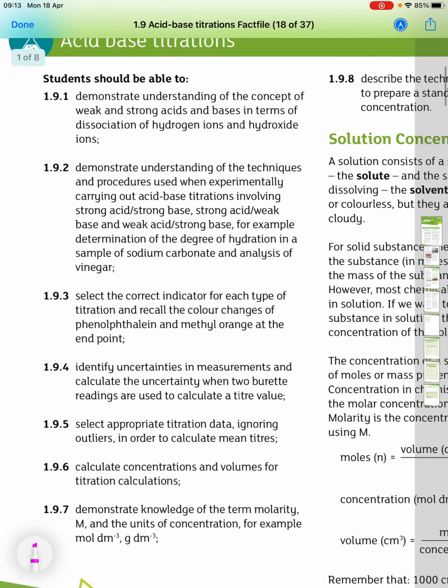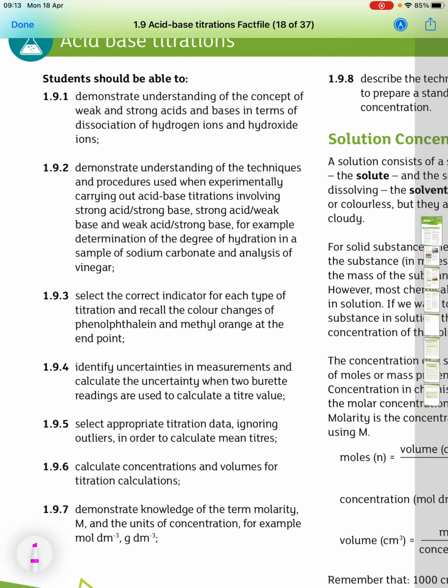This is 1.9 Acid Base Titrations. So, you should be able to demonstrate understanding of the concept of weak and strong acids and bases in terms of dissociation of hydrogen ions and hydroxide ions.